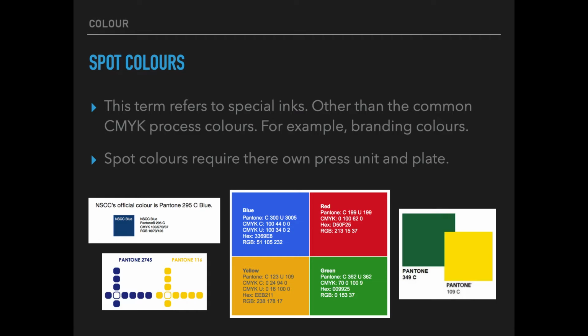Spot colors. This term refers to special inks other than the common CMYK process colors, for example, branding colors. Spot colors require their own press unit and plate. Can you guess what some of these brands are? You can see NSCC, the official Pantone color is 295C. So that's the official brand color.